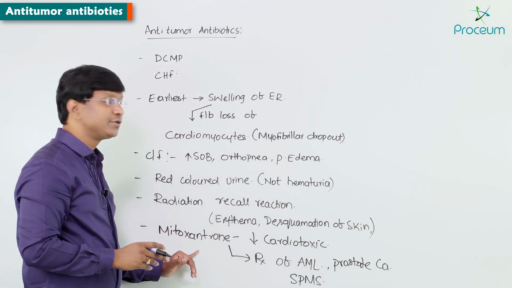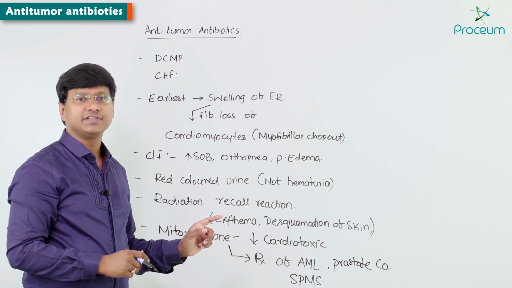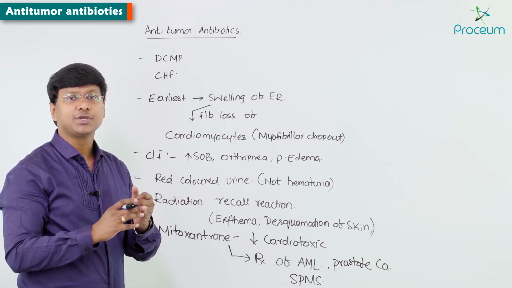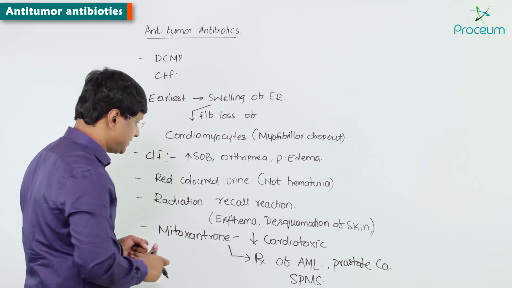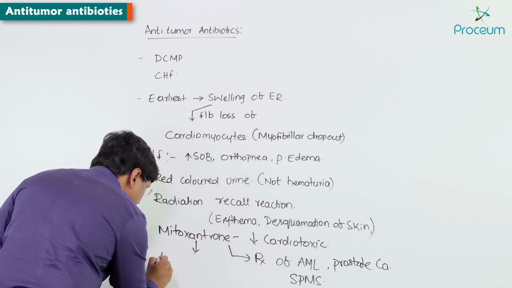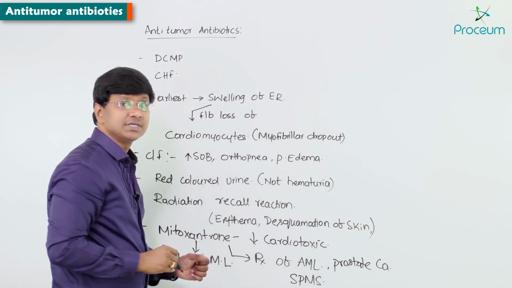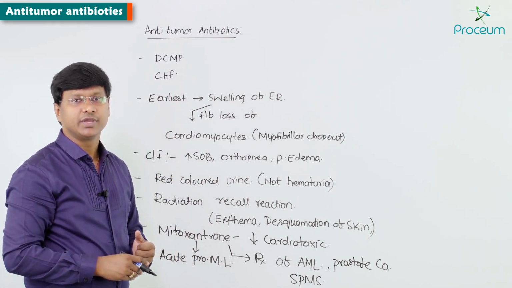An advantage of this mitoxantrone is that it is less cardiotoxic, but the problem with this is it can result in acute promyelocytic leukemia, right? So the adverse effect of mitoxantrone is that it can cause acute promyelocytic leukemia.